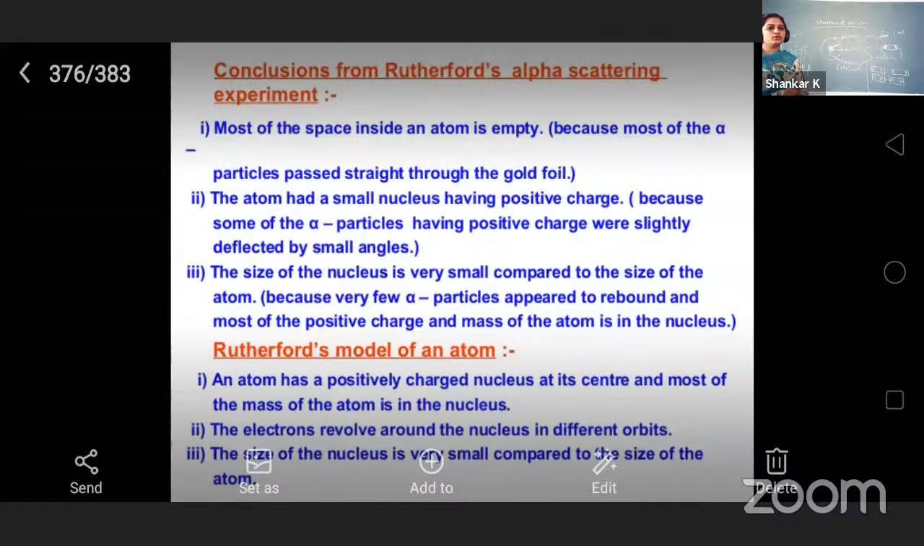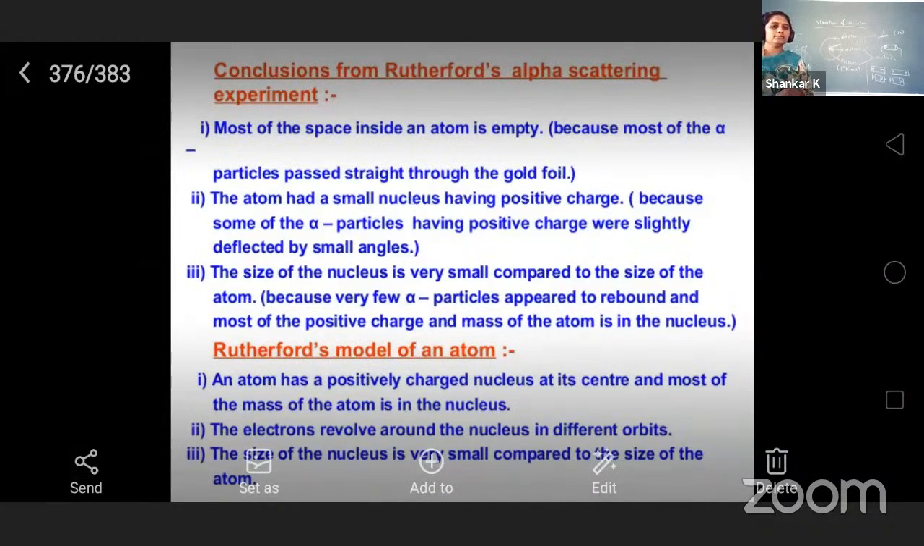The size of the nucleus is very small compared to the size of the atom. So atom is a big structure, but nucleus is a part of the atom. Remember, we can represent the atom in small size. That is because very few particles appear to rebound, and most of the positive charge and mass of the atom is in the nucleus. This is the structure of an atom.